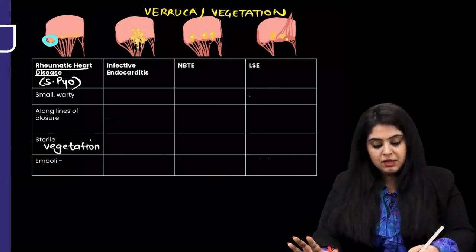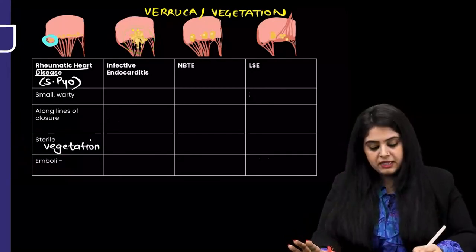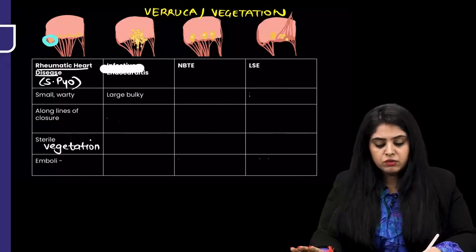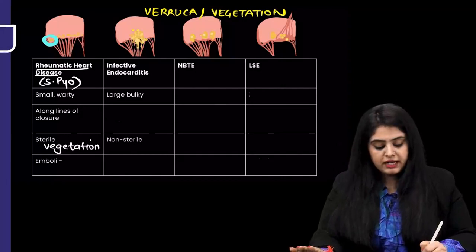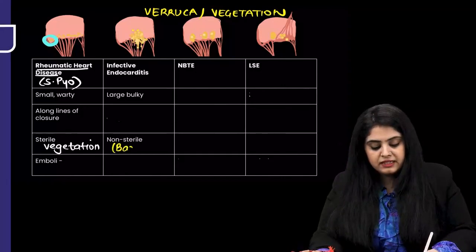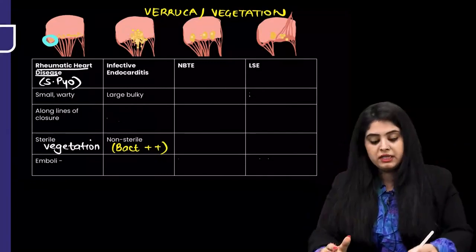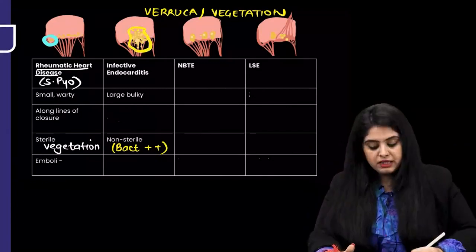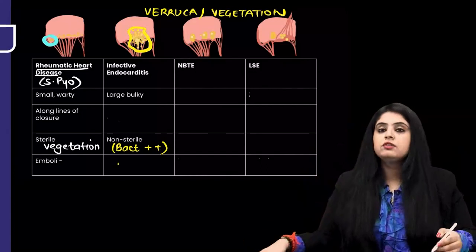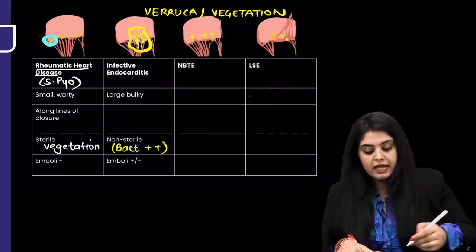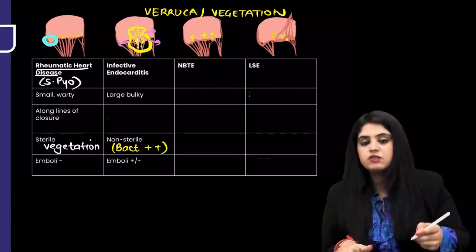Big bad means, look at the size. It's going to be big and bulky. Is it sterile? No, the word itself tells you infected. This is non-sterile. You will be able to see the bacteria in the vegetation. The bacteria will be present, and also it is so big and bulky that it will break and go to other parts of the body. Is it going to embolize? Yes, embolism is possible. It can go to other parts of the body by breakage because it's so huge.